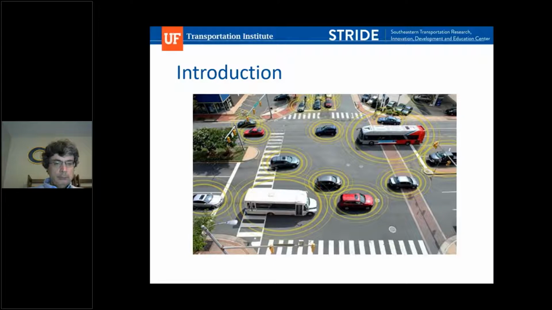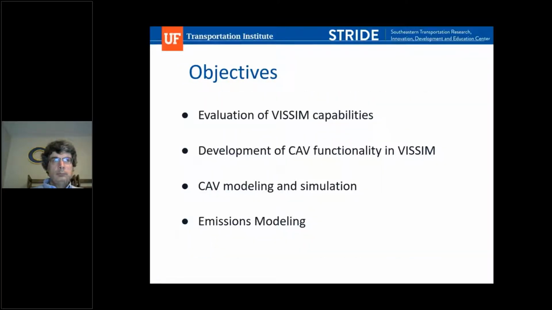So we took PTV Vissim and we were funded by the Stride UTC Center to do this project. We started out with these set of objectives. We wanted to evaluate the current capabilities of Vissim to simulate AVs and CVs, and based on that, develop a CAV functionality in Vissim, followed by modeling and simulation for an example case, and then connect it with an emissions modeling and see what kind of operational benefits we get, at the same time what happens with the emissions.